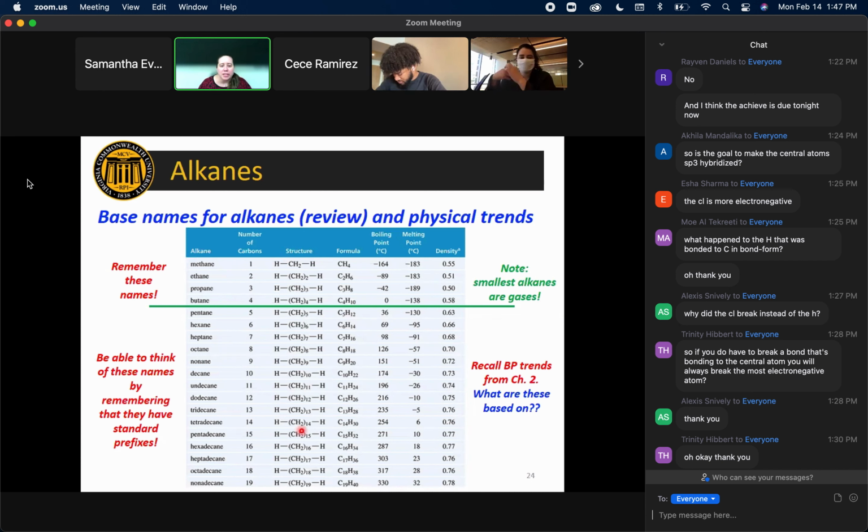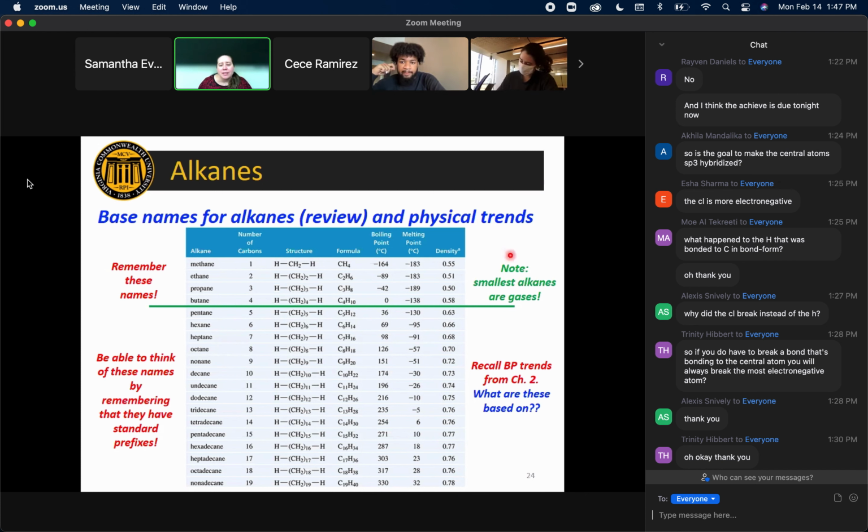You can tell they're linear because you're seeing this condensed structural formula here. And just note for a minute that the boiling point and the melting point increase the more carbons you have in your system. And that should make sense to you guys based on the boiling point trends that we learned in chapter 2. So I'll let you guys ponder that on your own.